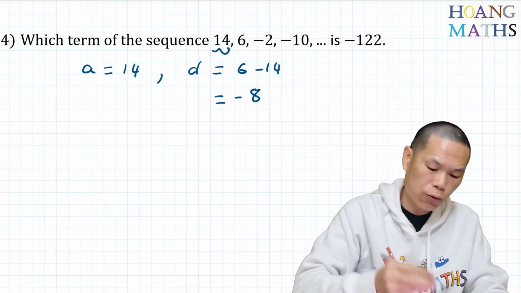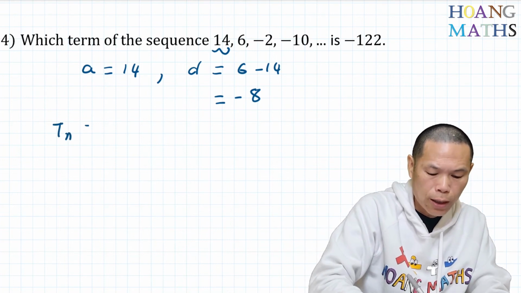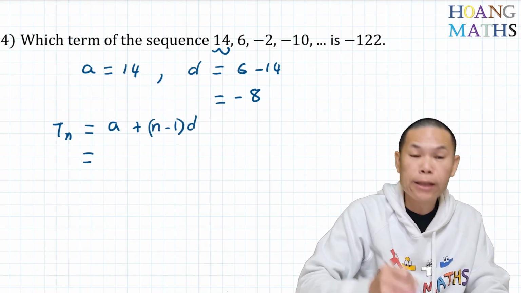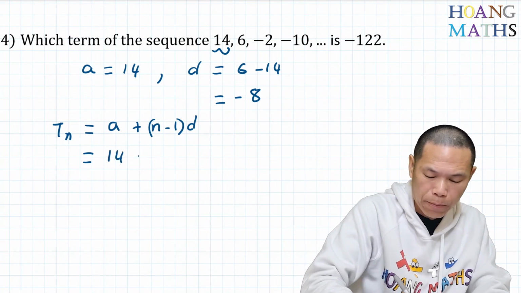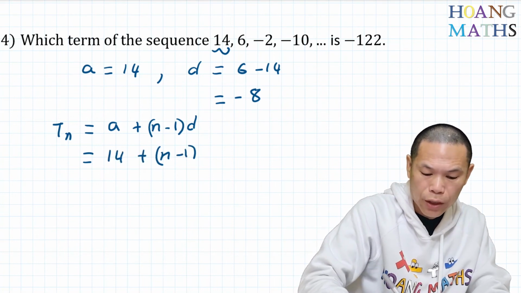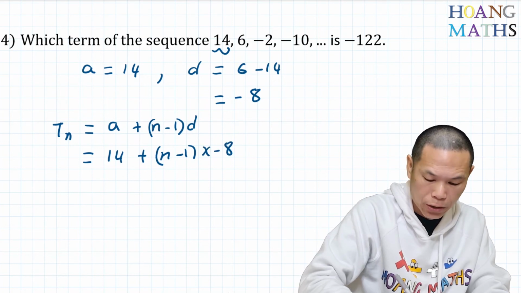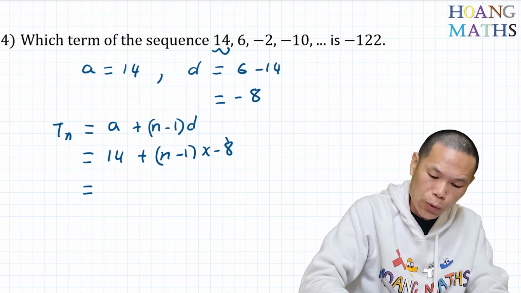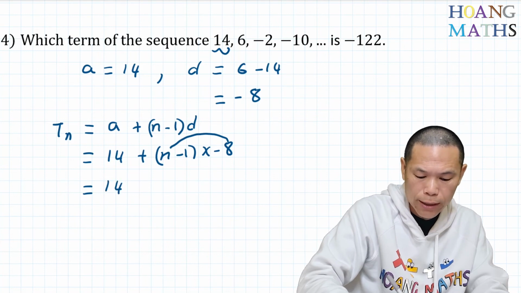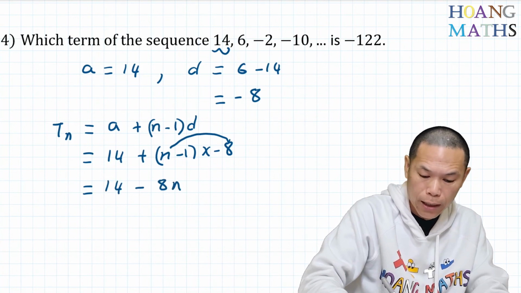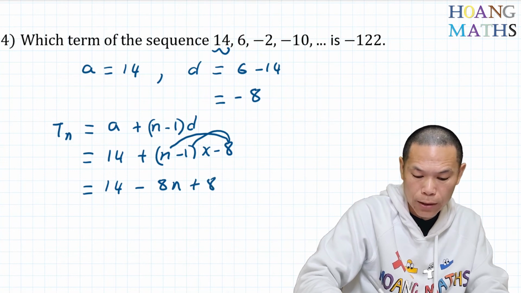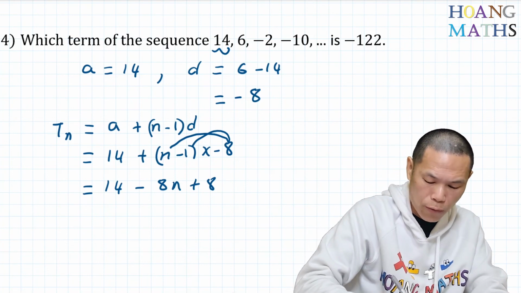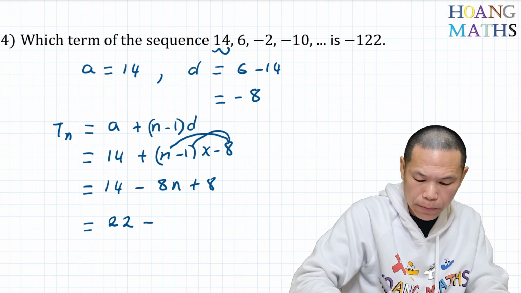So what I do now is I just write out the rule. So the general rule for this is a plus n minus 1 d. So a is the first term, that is 14, plus n minus 1 times the common difference, negative 8. So what I do now is I just expand the brackets and simplify one more time, okay? So you got this time together. So 14, I write this down, so that gives me negative 8n. And this time this gives me plus 8. So there you go. So now I just collect like terms. So 14 plus 8 is 22. So I write 22 and we minus 8n.